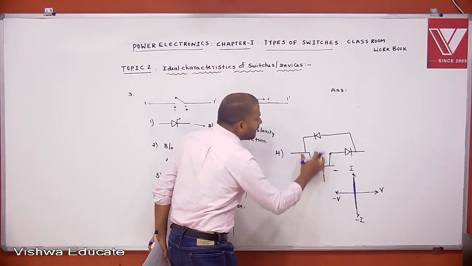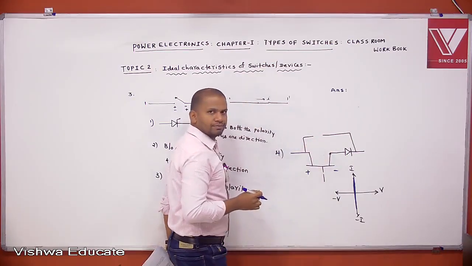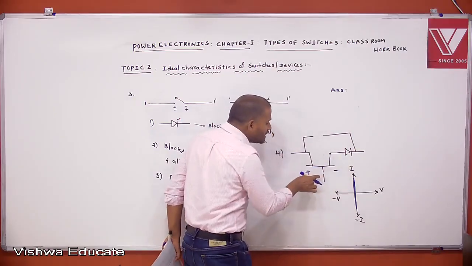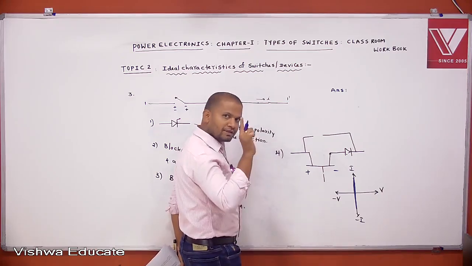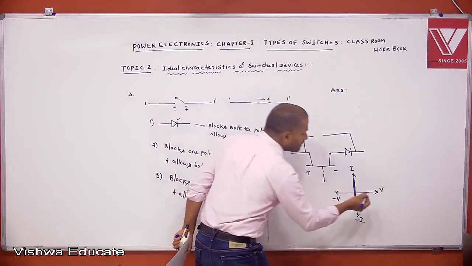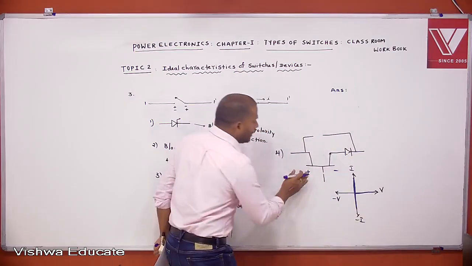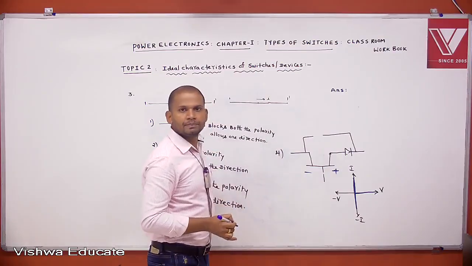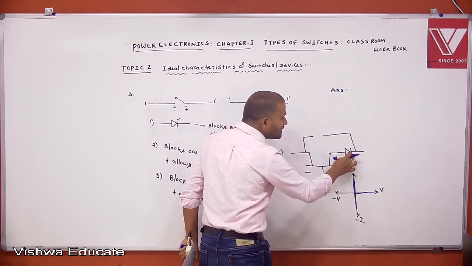For example, if it is positive, negative, with this polarity, this diode is under reverse bias condition. But even though it is forward bias, this positive voltage is blocked by which one? Yes, the transistor blocks forward voltage. That's why it blocks. You can apply negative, positive. If you apply negative, positive, this will not block, but this diode will block.